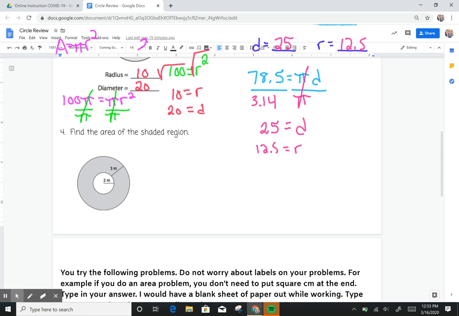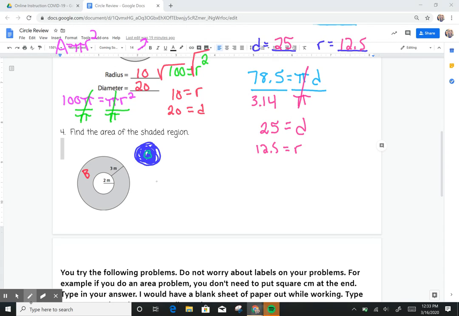Whenever they want the shaded region, I have to find the area of the whole big circle. Like imagine the little circle's not there. I want to find the area of this whole entire circle. If I drew a picture of that, I want to find the area of this whole entire circle. And then I've got to subtract the extra spot that they put in there, right? So let's find the area of the big circle first.